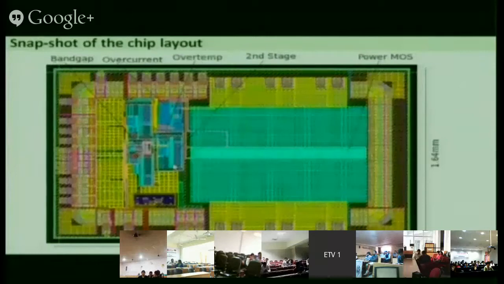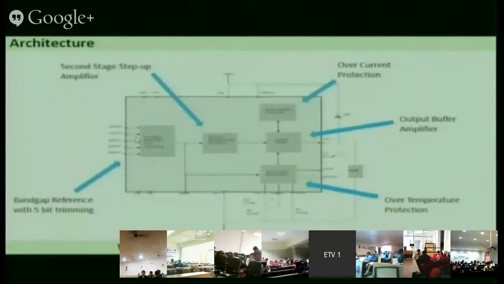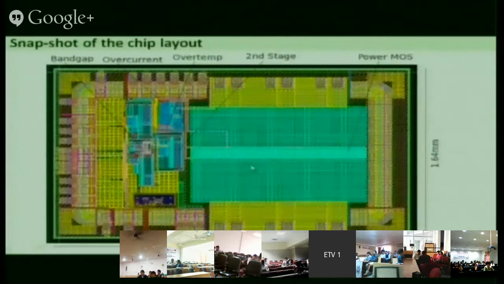Now, in the previous slide, this is the band gap, this is the second stage, this is the output stage, this is overcurrent protection, this is temperature protection. So we will see how these blocks are in this layout. This portion is the band gap, and this is the second stage of the amplifier. This is the second stage. This is the third stage.